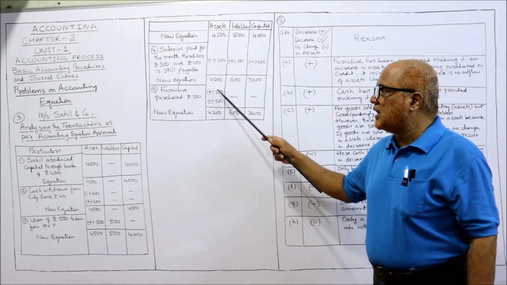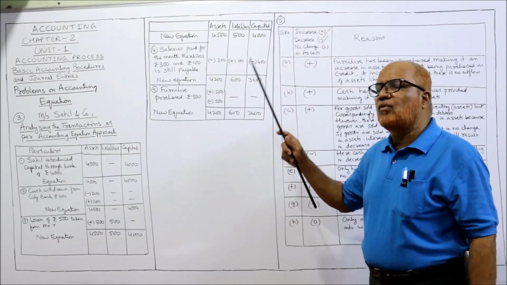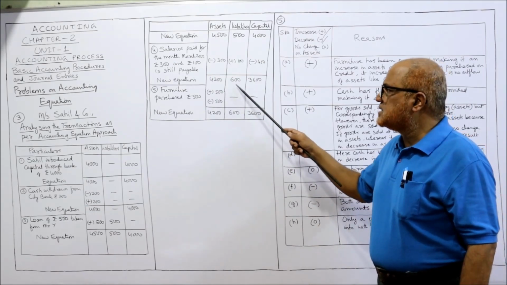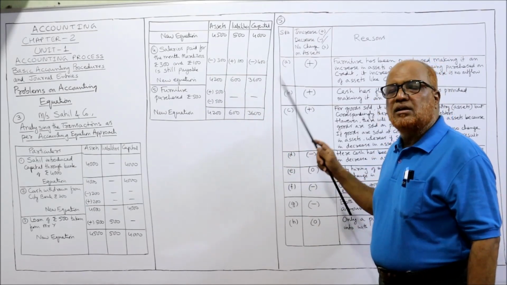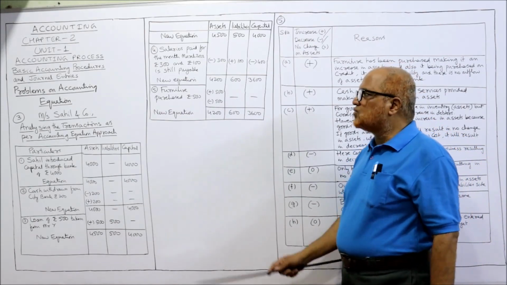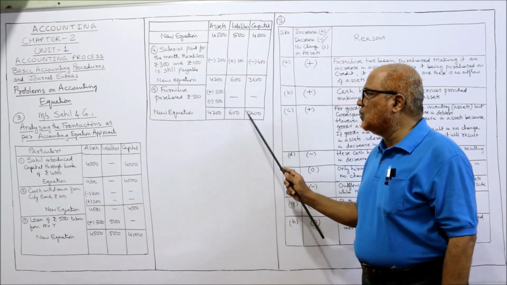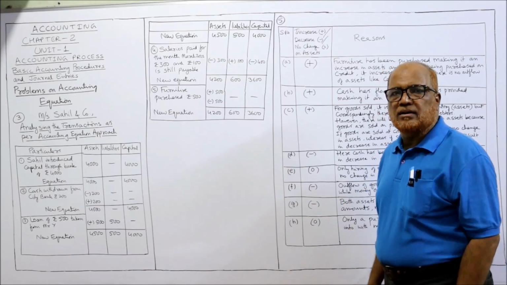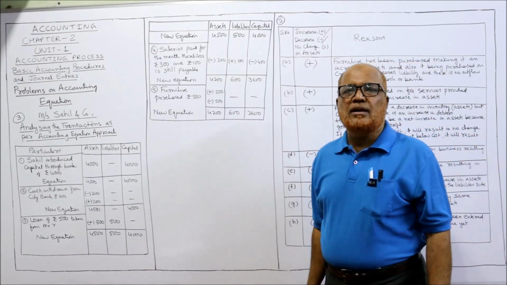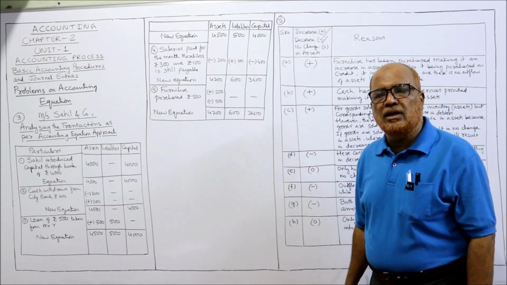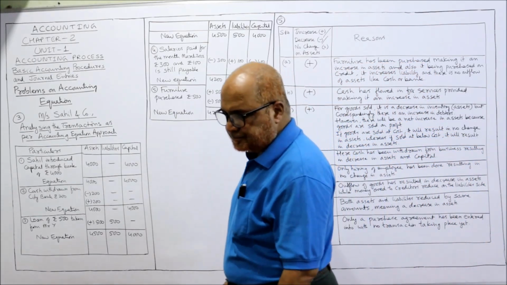So 4,200 plus 500 minus 500, again 4,200 only. No change in liability, no change in capital. Same 600, 3,600. Now check whether our equation is satisfied or not. 4,200. Here 600 plus 3,600, you will get 4,200. Satisfied. So this is the method of analyzing the transactions according to accounting equation method.